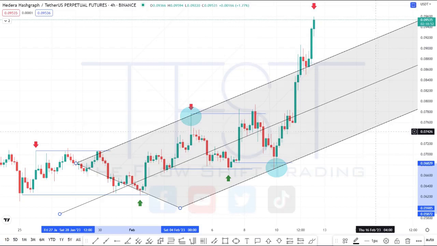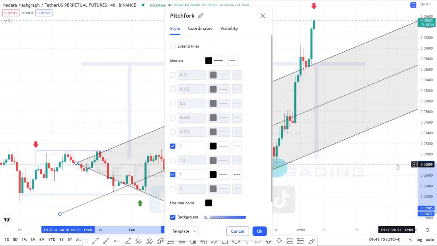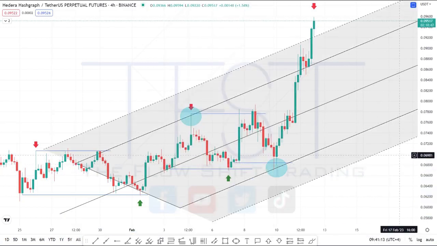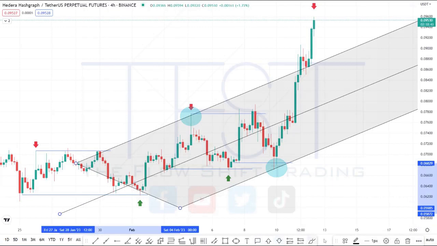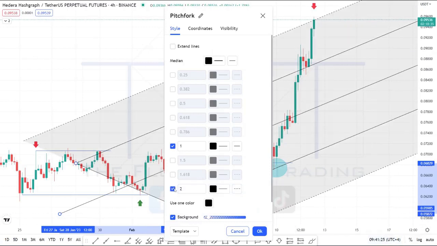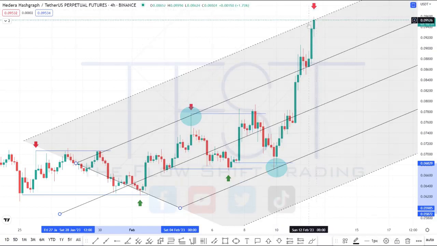Where to? Wrong. 200%. Sorry. Pitchfork. Right, of course, because it's plus 2. This is 1 plus 2. So this is a 200%. There. So price is currently reacting here.